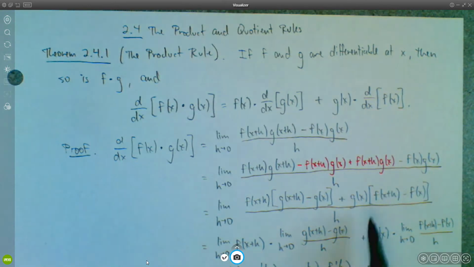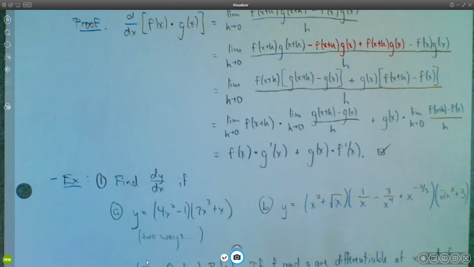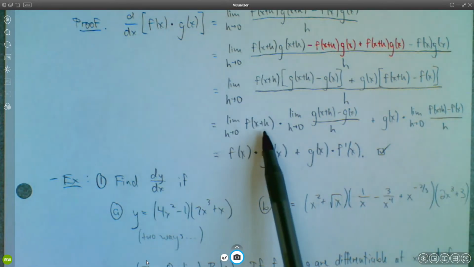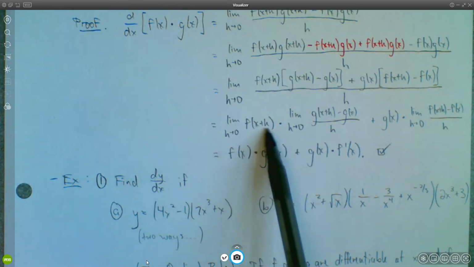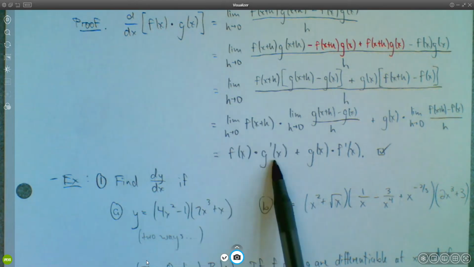Okay. Here, we can just pull the g of x out because it doesn't depend on h at all. So we can just call this g of x, and then we can distribute the limit to f of x plus h minus f of x over h. Okay. And then that should look really familiar, right? This thing is just g prime, this thing is just f prime, and the limit as h approaches 0 of f of x plus h is just f of x, okay? So what we have is f times g prime plus g times f prime, okay? And that concludes the proof.